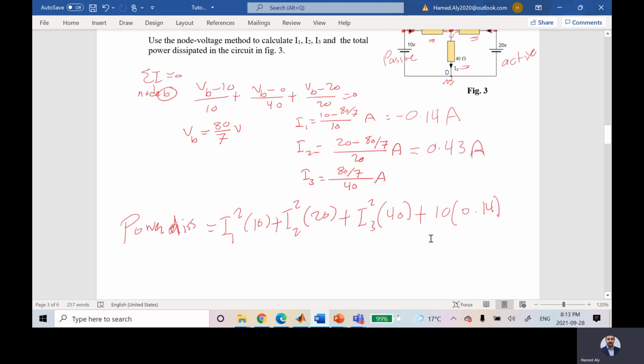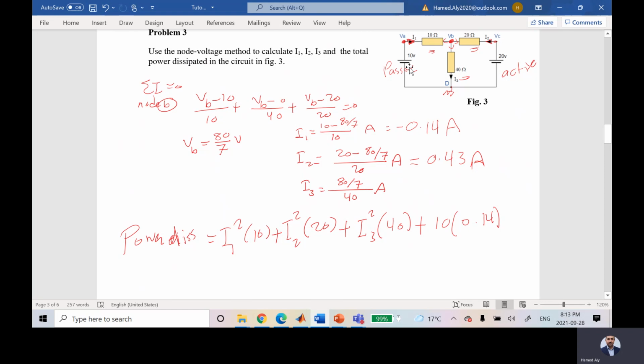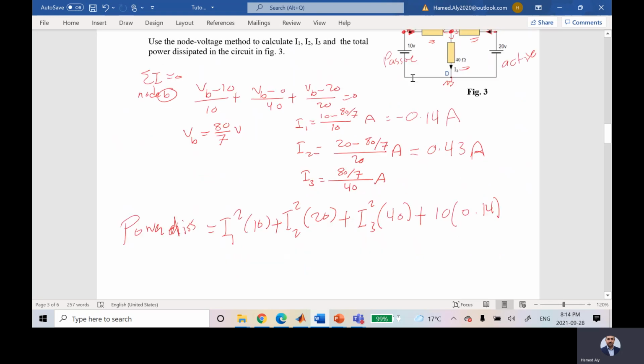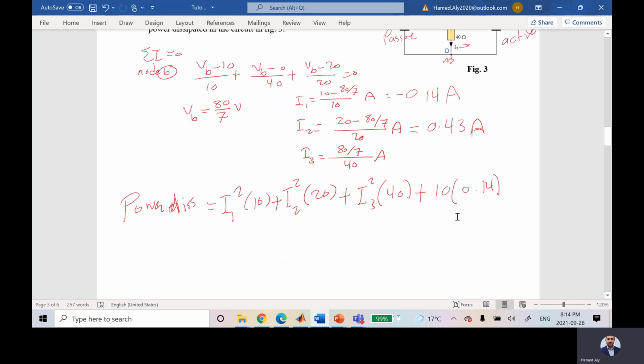So if you considered the 10 volt as active, what you have to do, you will write the power in this guy is equal to 10 multiplied by I1 multiplied by a negative sign. But I1 is negative. So the total sign will be positive and it became passive. So that's why I wrote all of them here.